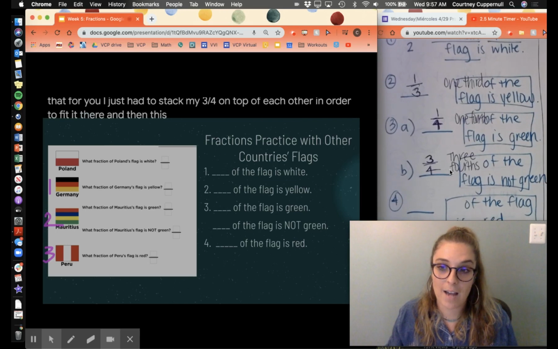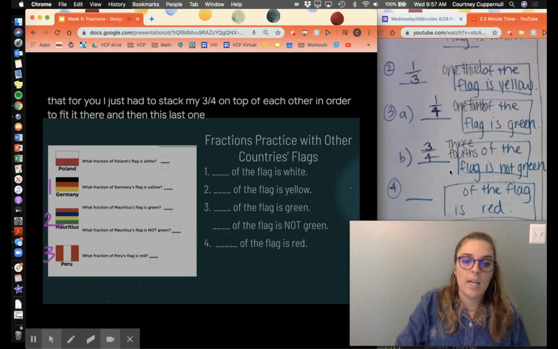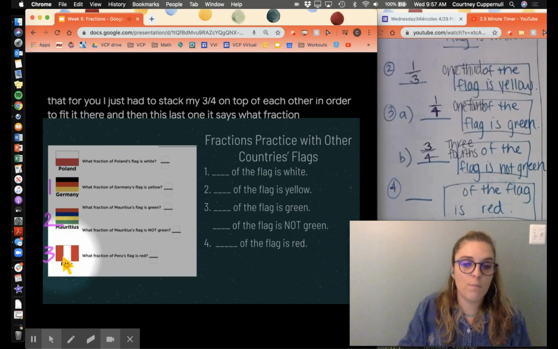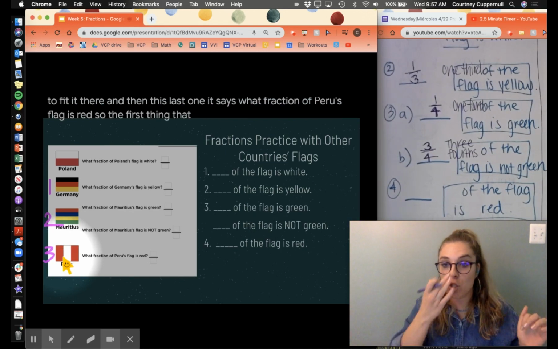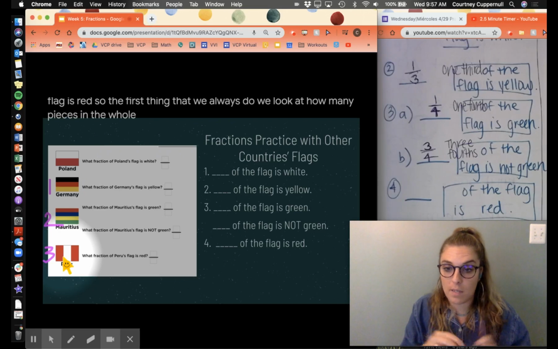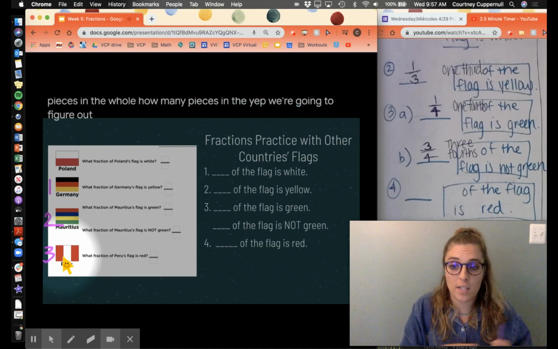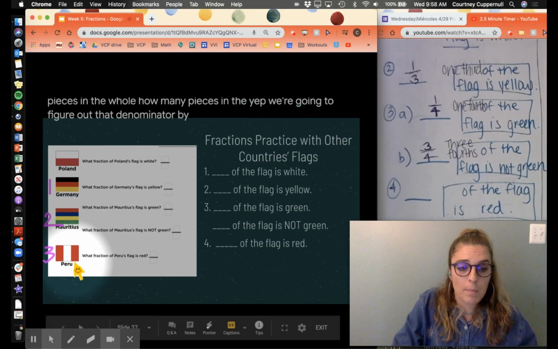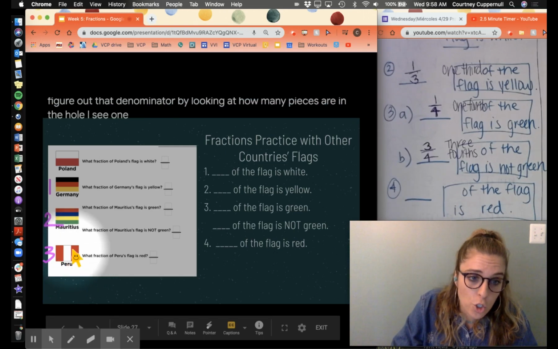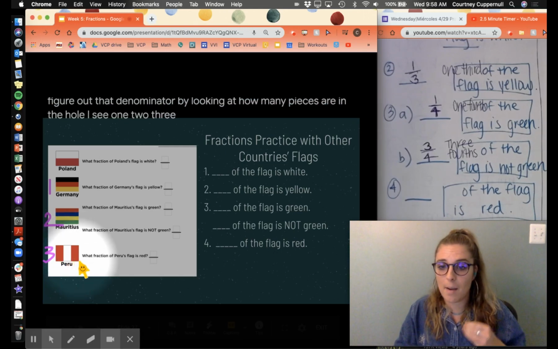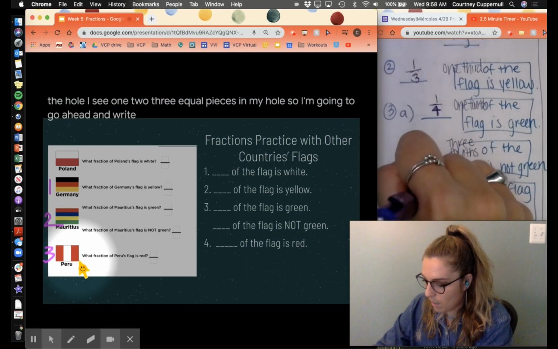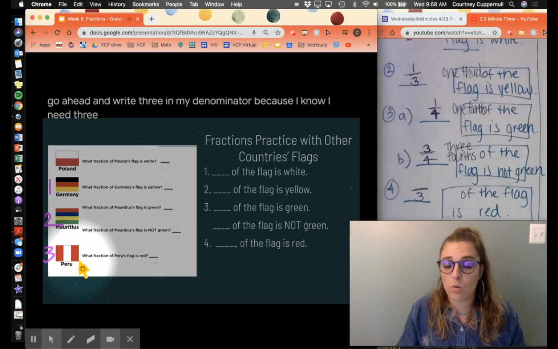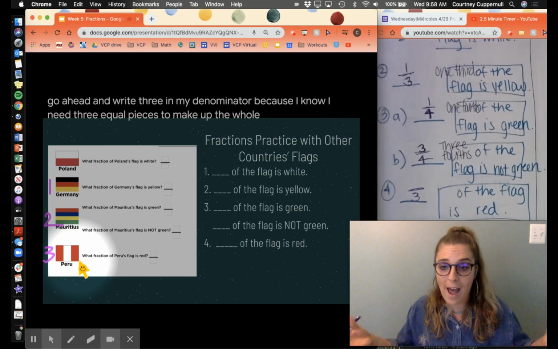And then this last one, it says, what fraction of Peru's flag is red? So the first thing that we always do, we look at how many pieces in the whole. We're going to figure out that denominator. By looking at how many pieces are in the whole, I see 1, 2, 3 equal pieces in my whole. So I'm going to go ahead and write 3 in my denominator because I know I need 3 equal pieces to make up the whole flag.